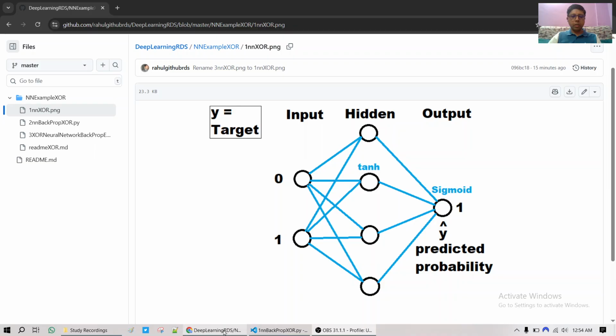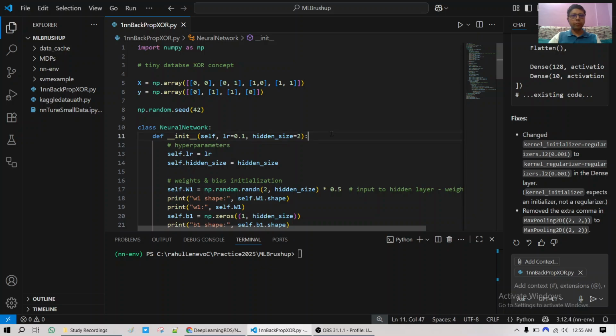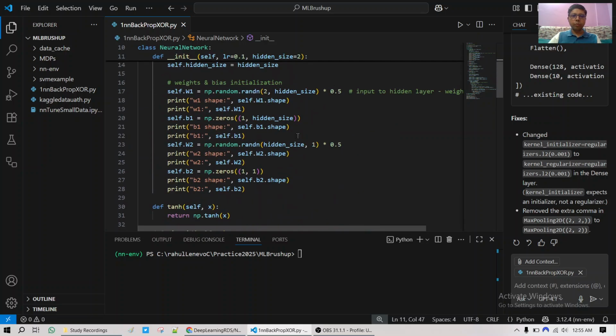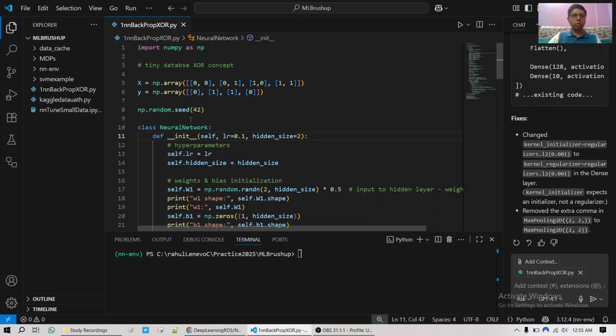Let's understand. Once we are done with this, you can refer to this in the GitHub. And once we are done, let's move on to the next structure of the program. This is a very simple program, and you will definitely understand it. I have flagged it with print statements in order to understand what the output is.